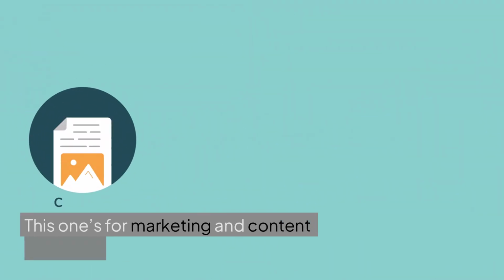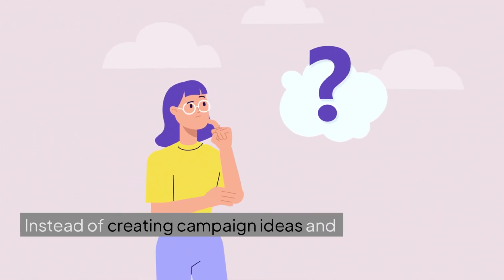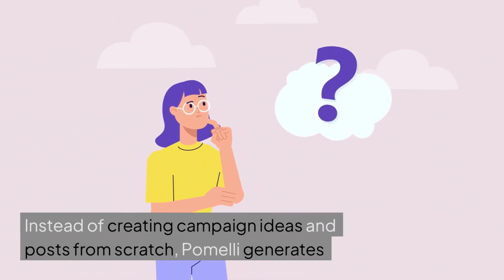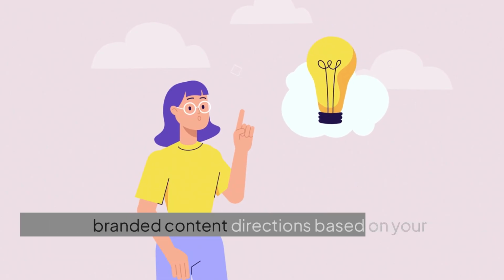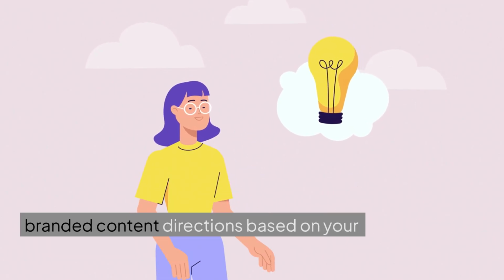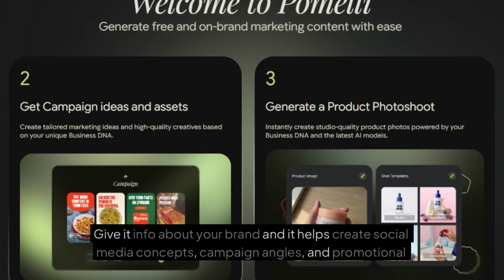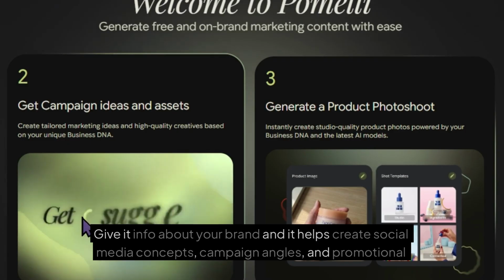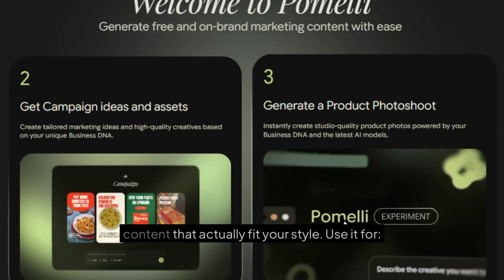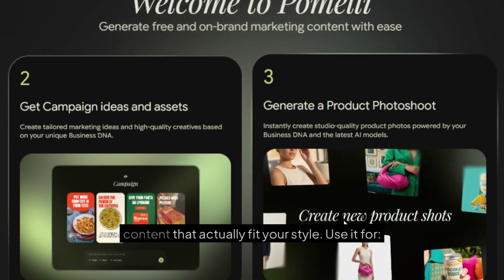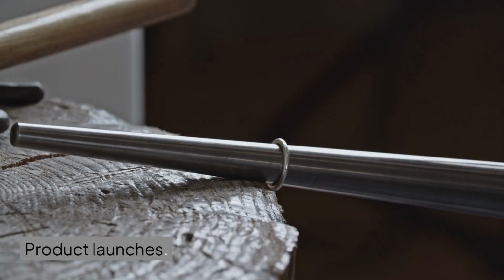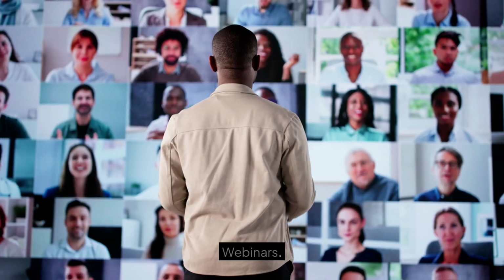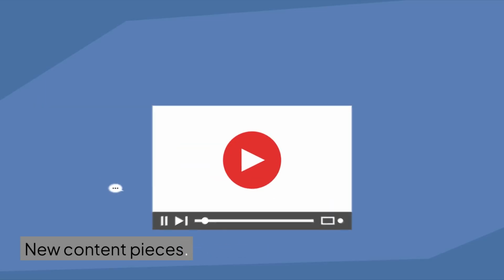The fifth tool is Pomeli from Google Labs. This one's for marketing and content planning. Instead of creating campaign ideas and posts from scratch, Pomeli generates branded content directions based on your business. Give it info about your brand, and it helps create social media concepts, campaign angles, and promotional content that actually fit your style. Use it for product launches, flash sales, webinars, seasonal promos, new content pieces.